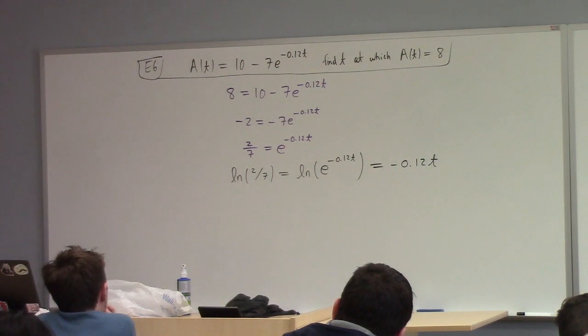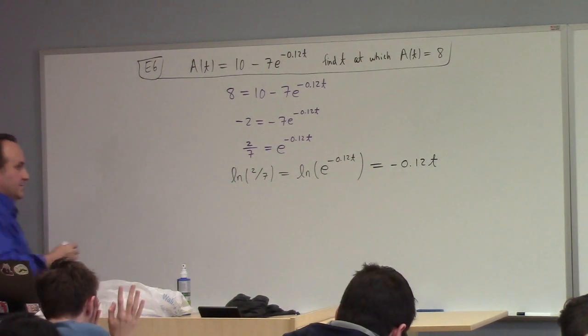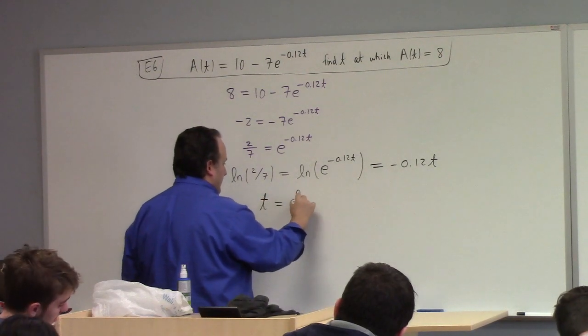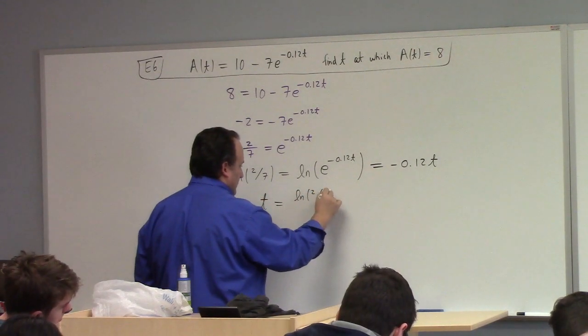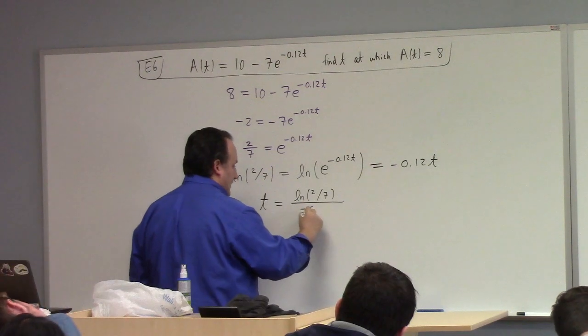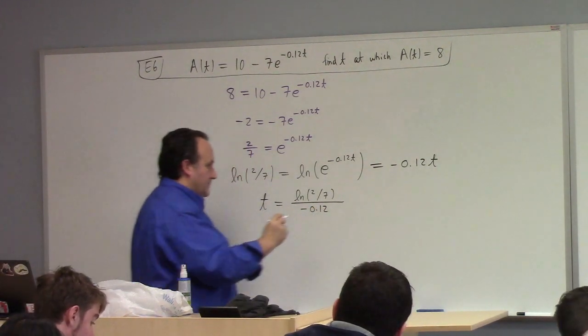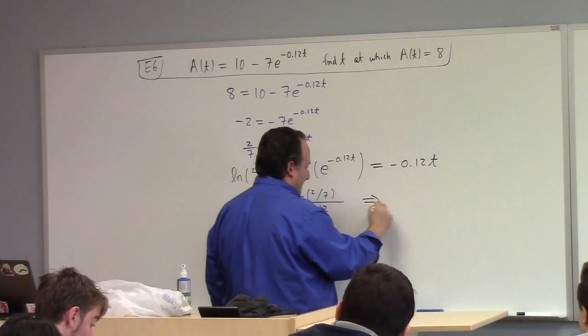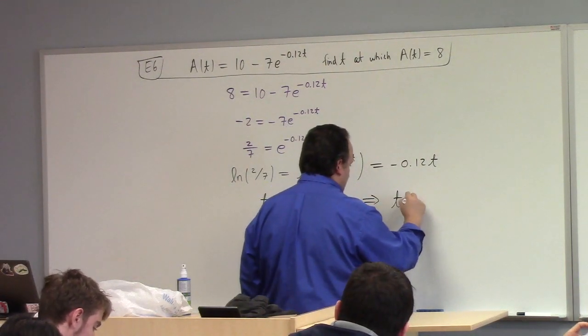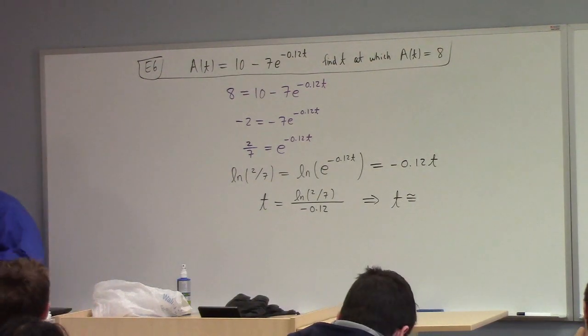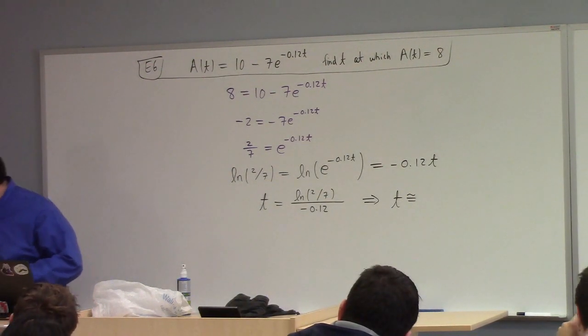Now solve for t. So t is equal to the natural log of 2/7 divided by minus 0.12. So t is equal to approximately, for me, I mean, you could just say that's the answer, right? 10.44 minutes. 10.44?